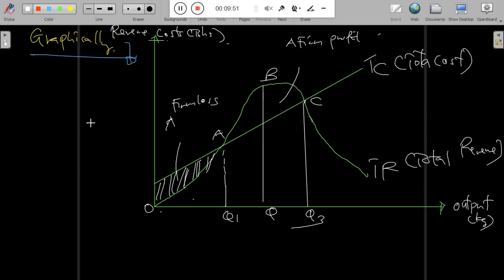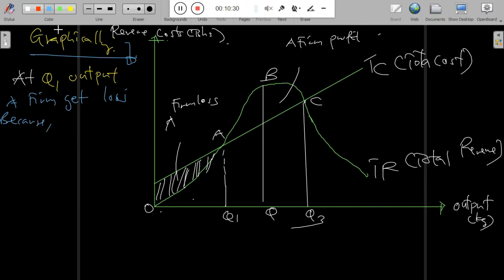The shaded area there indicates a firm's loss, whereas the unshaded area on the upper side, that is ABC, represents a firm's profit. Normally, firms maximize profit where we observe the total revenue line cut across the total cost at point C. So point C represents the maximization of profit.